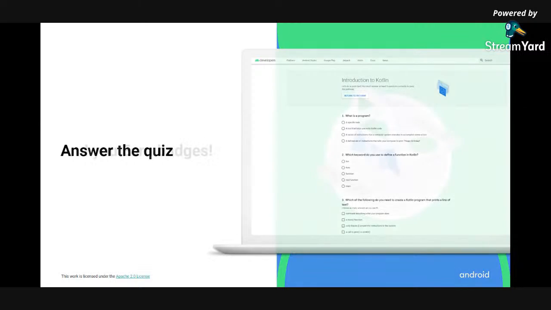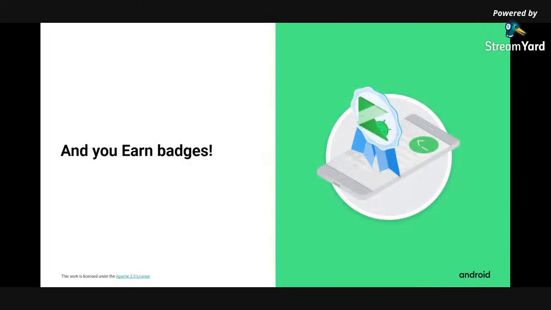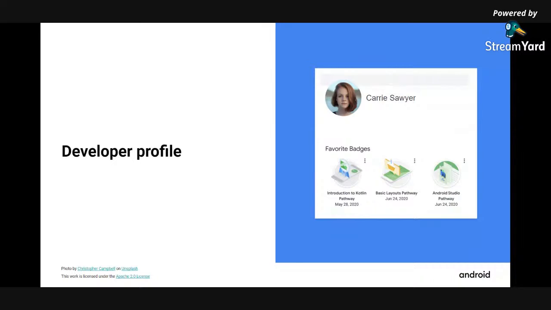After you answer the quizzes, you earn badges. So what will happen to these badges? These badges will go on your Google developer profile. When you are taking the course, be sure to sign in and create a developer profile if you haven't already. It's very quick to create. As you earn more badges, you can see them on your developer profile and favorite them as shown here.